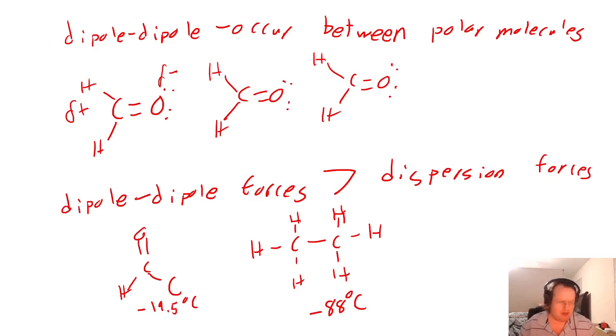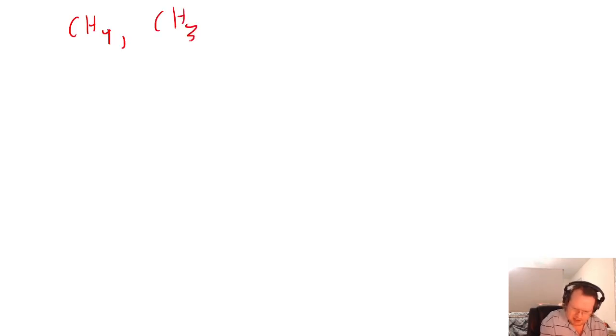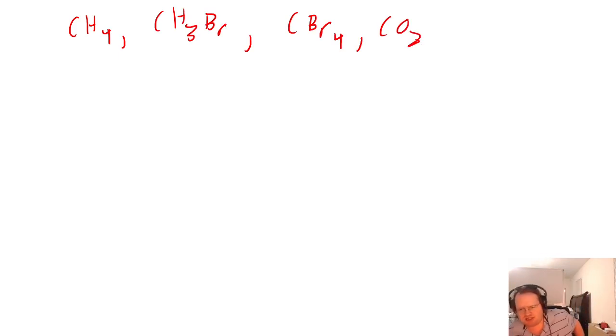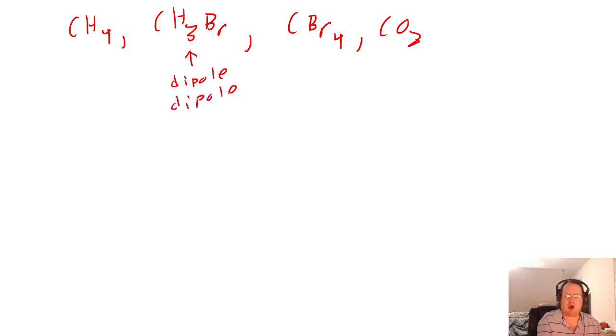So, another thing I think that's good to do is to make sure we're good at being able to identify whether a molecule would have a dipole-dipole force. So let's take these examples. Let's take CH4, CH3Br, and CBr4. Now let's do CO2 for good measure. I want you to try to identify which of these has dipole-dipole forces and which doesn't. So pause me and give that a try. Okay. So now let's look at these. So what I'm going to tell you right away is this one has dipole-dipole forces and none of the others do. Let's talk about why.